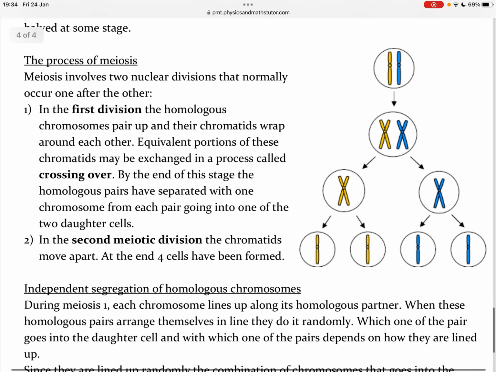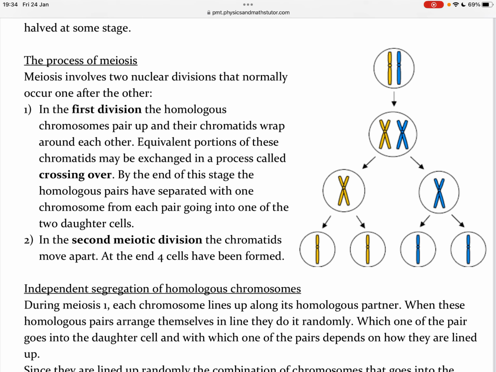Right. How can meiosis occur? Meiosis involves 2 nuclear divisions that normally occur one after the other. In the first division, as you can see in the picture, the homologous chromosomes pair up and their chromatids wrap around each other. Equivalent positions of these chromatids may be exchanged in a process called crossing over.